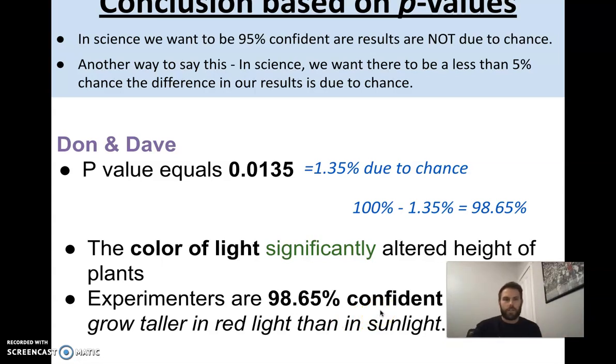So if I were to write a conclusion on this, I would say that the p-value equals, and then I would state my p-value, and if it's less than 0.05, less than that 5% right here, I would say that those results are significant, that the difference is significant. If it's greater than 0.05, if it is 0.055, that's too much. And we would say that the color of light does not significantly affect. In other words, there's a difference, but that difference really isn't significant. So here I'm going to say that the color of light significantly altered the height of the plants. The experimenters are 98.65% confident that plants grow taller in red light compared to sunlight. So now instead of just looking at my data and saying, yep, it looks like there's a difference, I have a statistical way to be more confident in saying that there is or not.